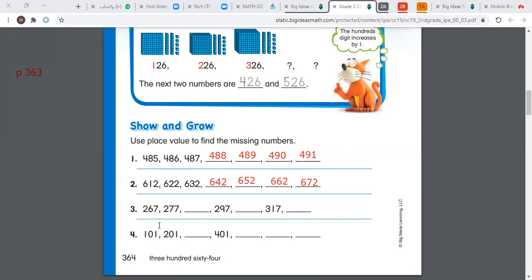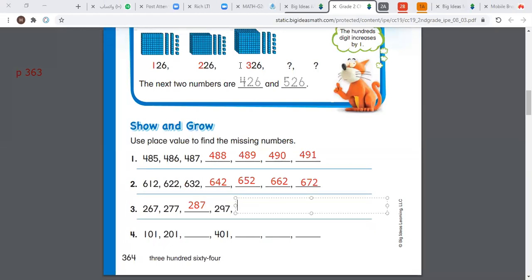Here we have 200. Yeah, tens, yes, that's right. Here 6 tens, but here 7 tens. So increase one in the tens digit. So the next one, 287. 287, 297. 297, 307. 307. Fantastic, boy. That's right.